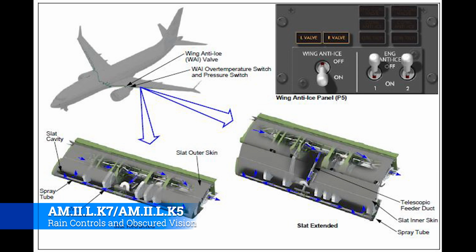Okay, here's the wing anti-ice system, both with the slats extended and retracted. Hot air from the wing anti-ice valve flows through the leading edge supply duct to 3 telescopic feeder ducts. These ducts move the hot air to spray tubes inside the slat cavities, and the spray tubes are perforated and supply the hot air to the slat cavities. And the hot air flows overboard through the holes into the lower surface slat.